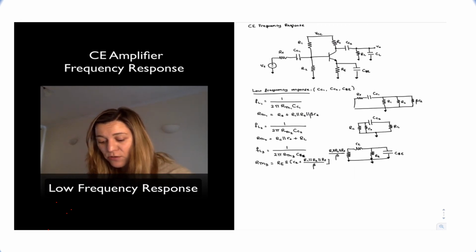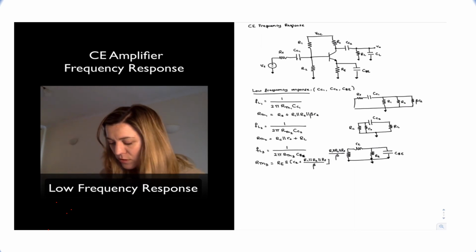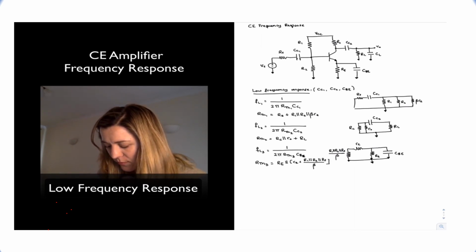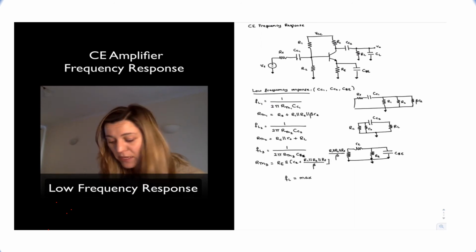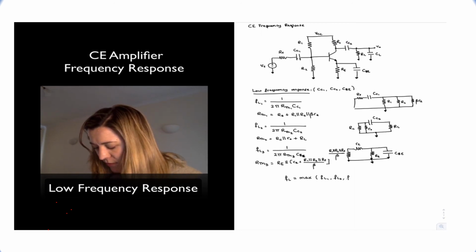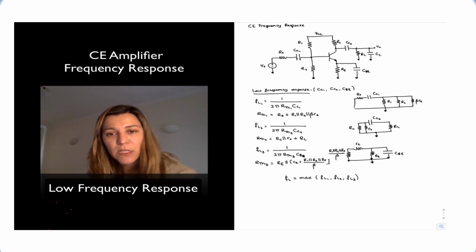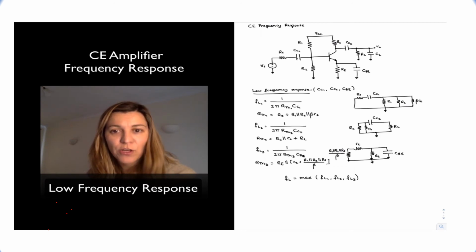And now I have three values for low cutoff frequencies. The highest one of those values is going to dominate the low frequency response, and so FL is going to be the highest or the maximum value among FL1, FL2, FL3. Okay, let's take a look now at how we will calculate the high frequency response of a common emitter amplifier.